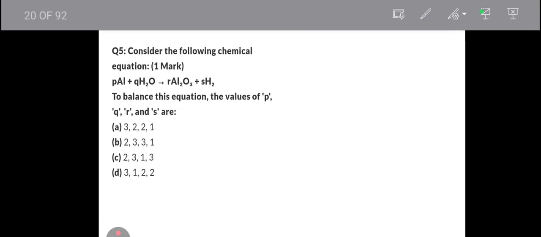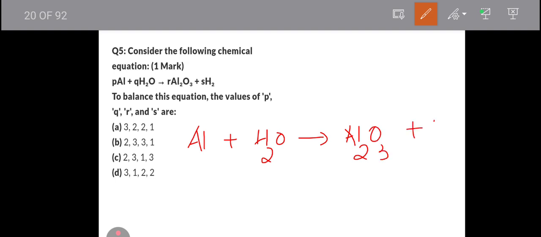Consider the following equation. You have to balance this equation. Aluminium reacting with water, H2O, to form aluminium oxide, Al2O3, and hydrogen gas. First aluminium: you have 1 aluminium here, you have 2 aluminium here. So you have to balance this. What you have to do? You have to put 2 at the front. So aluminium is balanced.